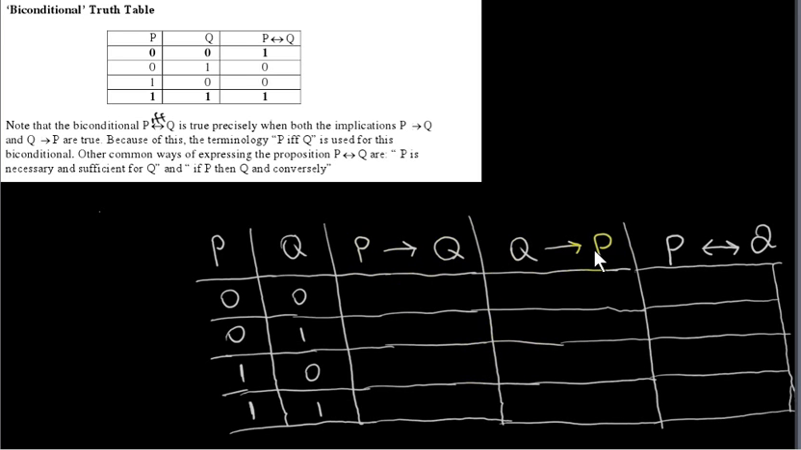Okay, so just to prove this, which I didn't prove before, I'm going to draw out a truth table. So let's look at P implies Q. P implies Q is true if P is false. It doesn't actually matter what Q is. P implies Q is vacuously true if P is false.